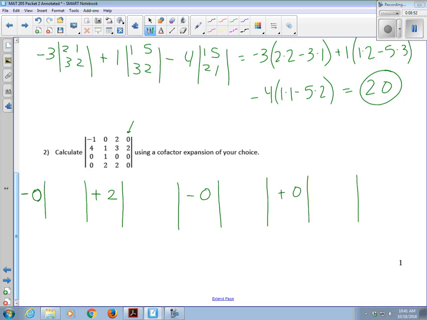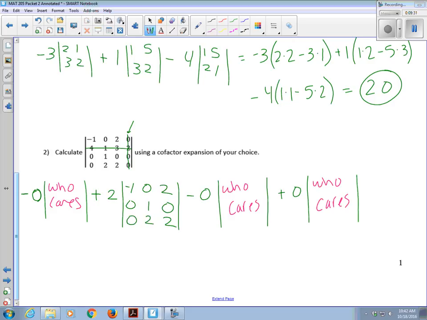All right, now, who cares, right? Because that's going to come out to some number. The determinant of a matrix is some number, but you're just going to multiply it by 0. So I'm not even going to bother figuring out what these are, let alone calculating those determinants. So I only have one 3 by 3 determinant to fill in here. It's the one that's left when I cross out the row and the column with the 2 in it. So I have negative 1, 0, 2, 0, 1, 0, and 0, 2, 2.